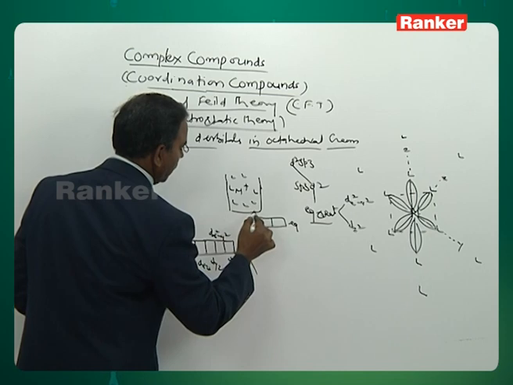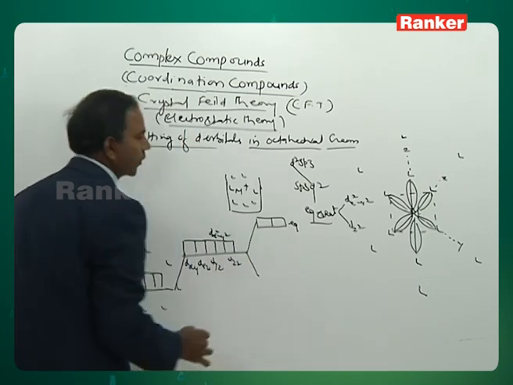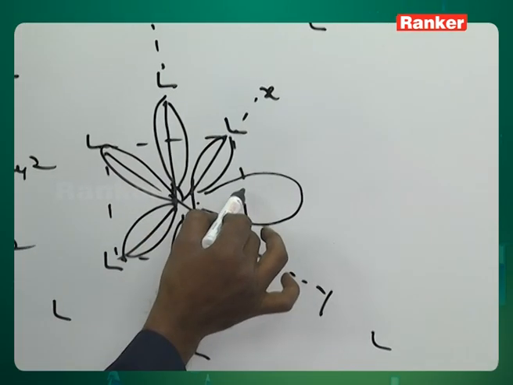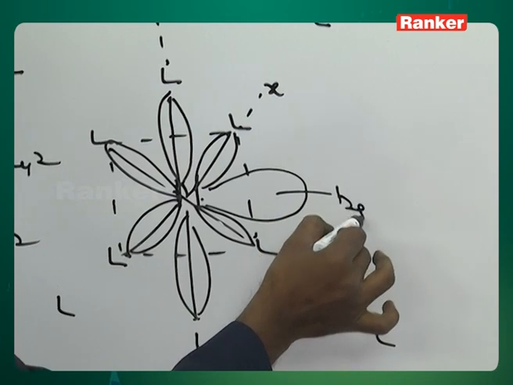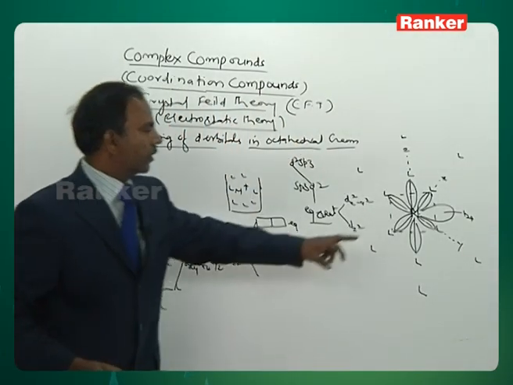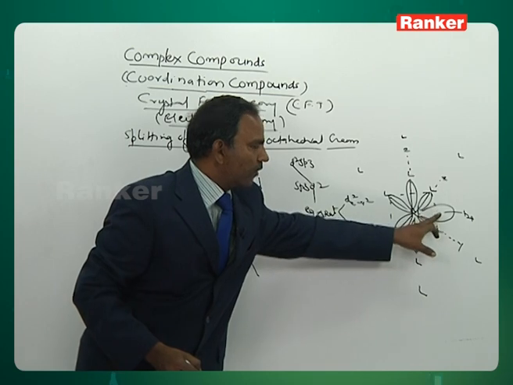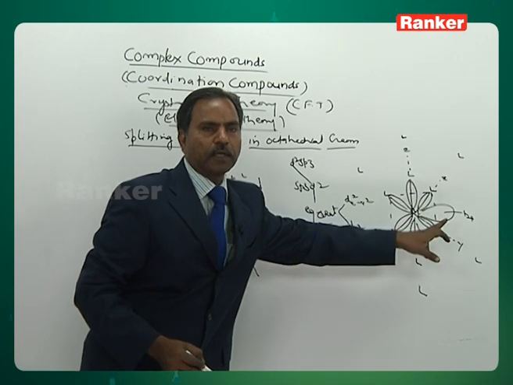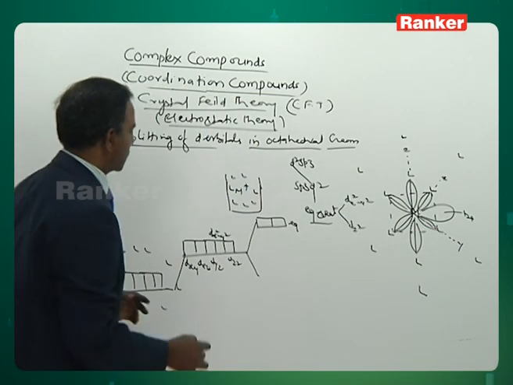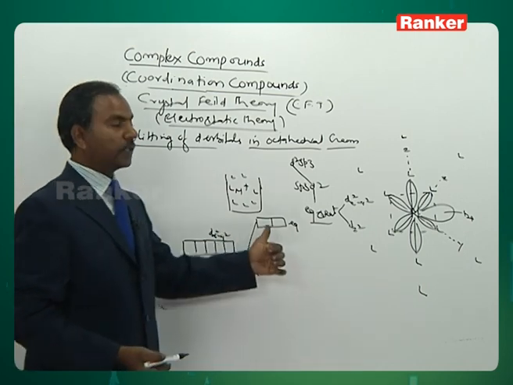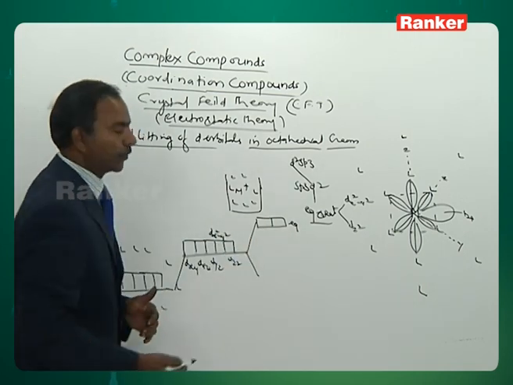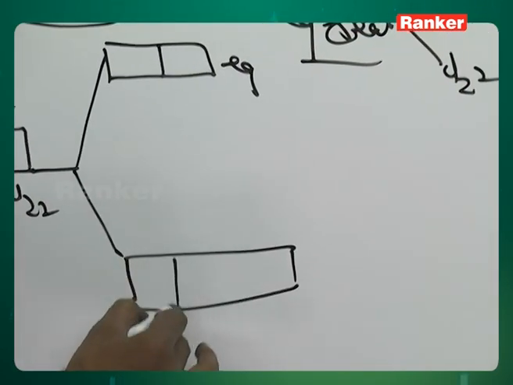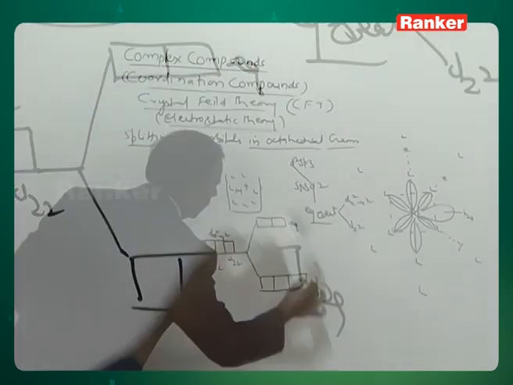The eg set of orbitals are increasing their energy, and this particular t2g set of orbitals are oriented in between the axes. Therefore, these are actually away from the ligands. Therefore, the t2g set of orbitals are experiencing less repulsion. Their energy is what? Decreased. So, once one set of the orbitals increases their energy, the next set has to decrease. Therefore, there will be a decrease in energy like this. The t2g set of orbitals are decreasing their energy.